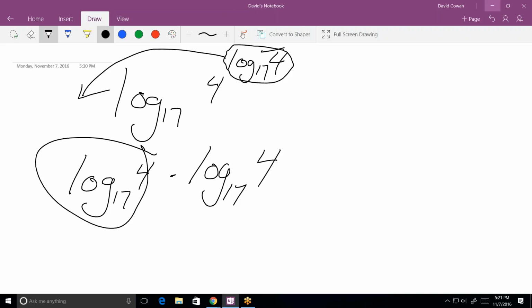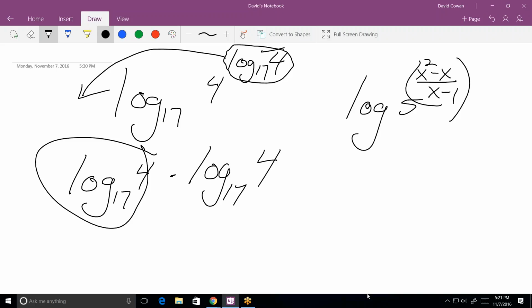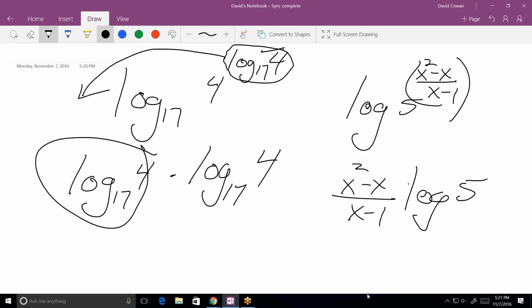But yeah, exactly. No matter how complicated that expression, let's say I had the log of 5 to the x squared minus x over x minus 1. That's my exponent. Well, I can take that entire exponent and drop it in front of the log so that it becomes x squared minus x over x minus 1 times the log of 5, which is just a number. So are log bases ever added?